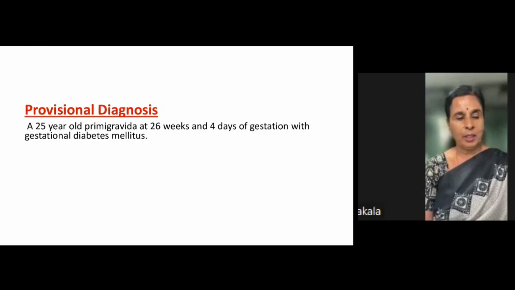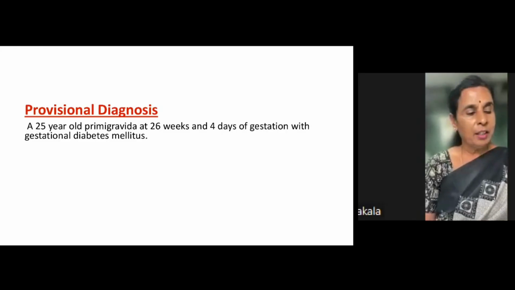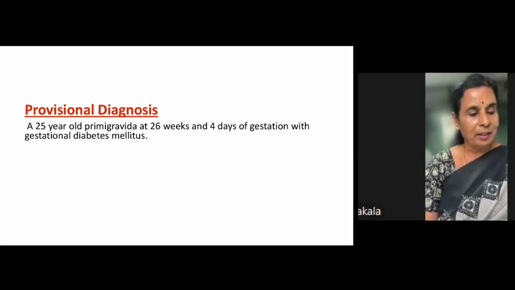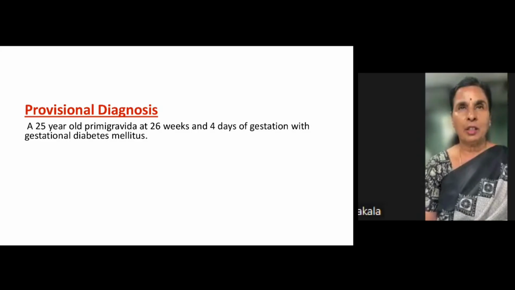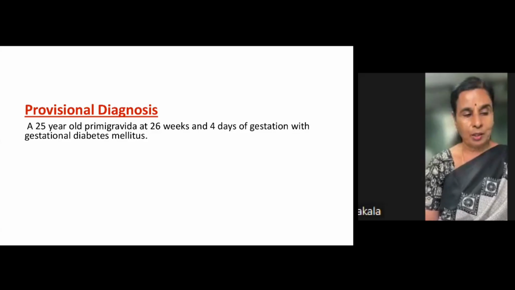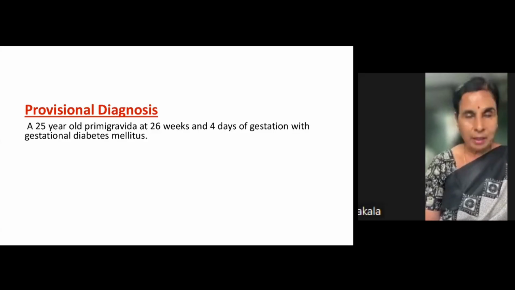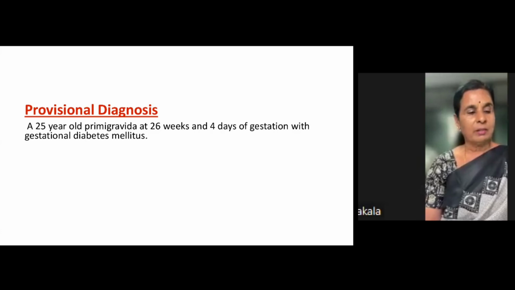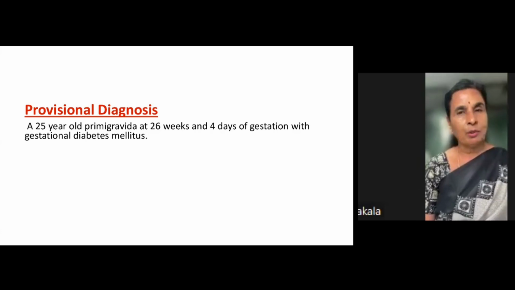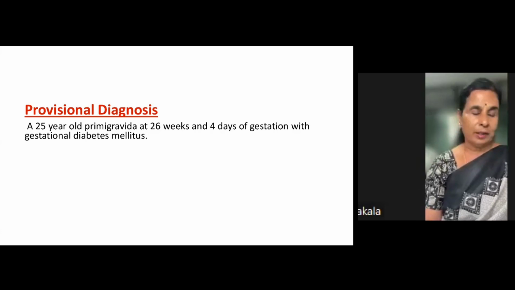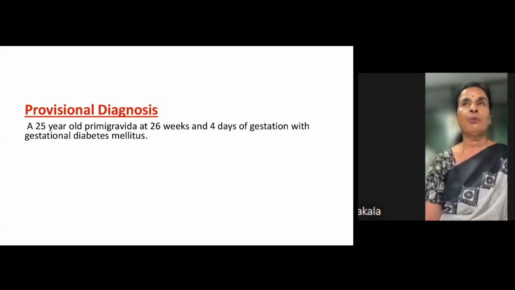Okay, with no other complications, right? That's what I said. She's on MNT. If the patient is on GDM, you need to mention whether she is on MNT, oral hypoglycemics, or insulin. Okay, now she is on MNT. You should include that in your provisional diagnosis as well as in your summary of the case. So that is what is to be done.